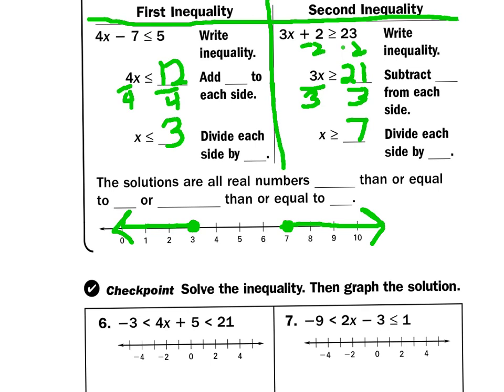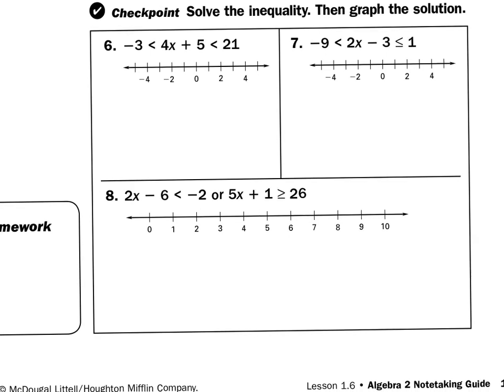If you wanted to check this, a good way is to pick an easy number that you've said was true, such as 2, and put the 2 back in the original inequality and make sure that's a true statement. So 4 times 2 is 8. 8 minus 7 is 1. And 1 is less than or equal to 5. So this is a good way to check it. Okay, checkpoint. Go ahead and graph these 3. And then that's the end.